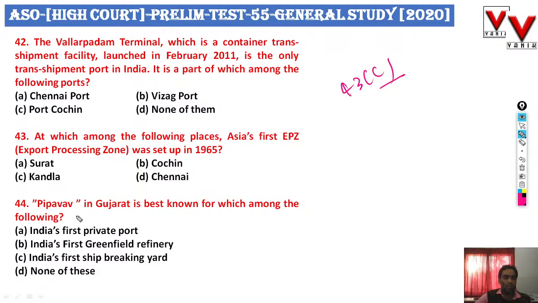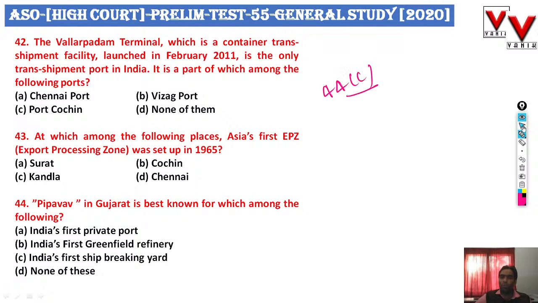Now next is Pipavav in Gujarat, which is best known for India's first ship breaking yard. Pipavav is India's first ship breaking yard in Gujarat. So question 44, the right answer is C.